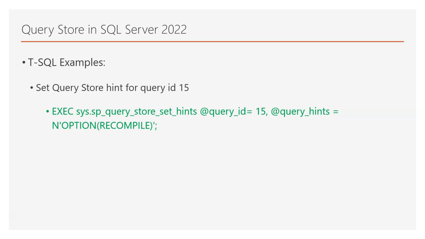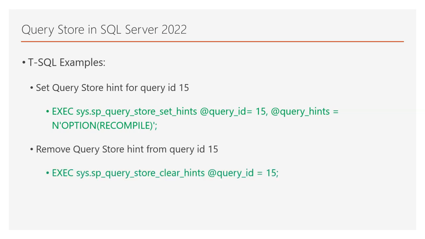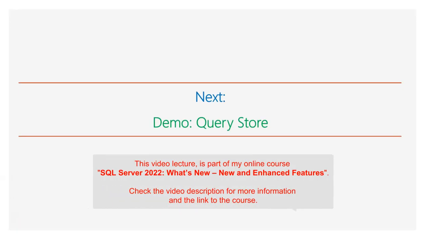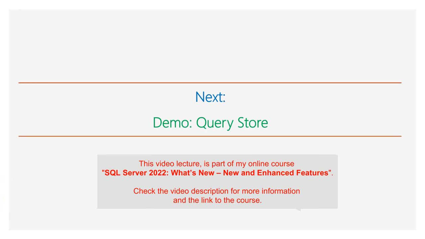Now, if we decide at a later stage to remove this Query Store hint, we can use the corresponding system stored procedure for doing this task. By executing the system stored procedure sp_query_store_clear_hints, and by passing as a parameter the query ID, in this case query ID 15, all Query Store hints previously set for query ID 15 are removed. So by using these two system stored procedures, you can set and remove Query Store hints for specific queries. Now let's proceed to a live demonstration where we'll be checking out the Query Store enhancements in SQL Server 2022.